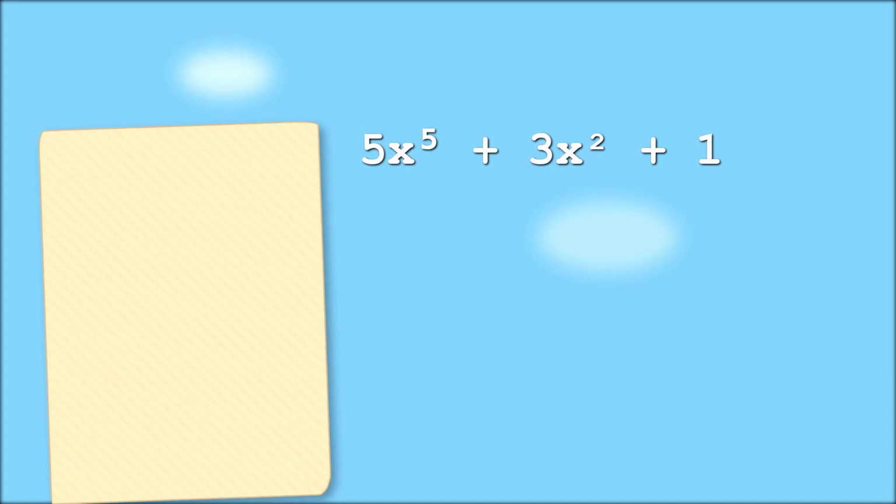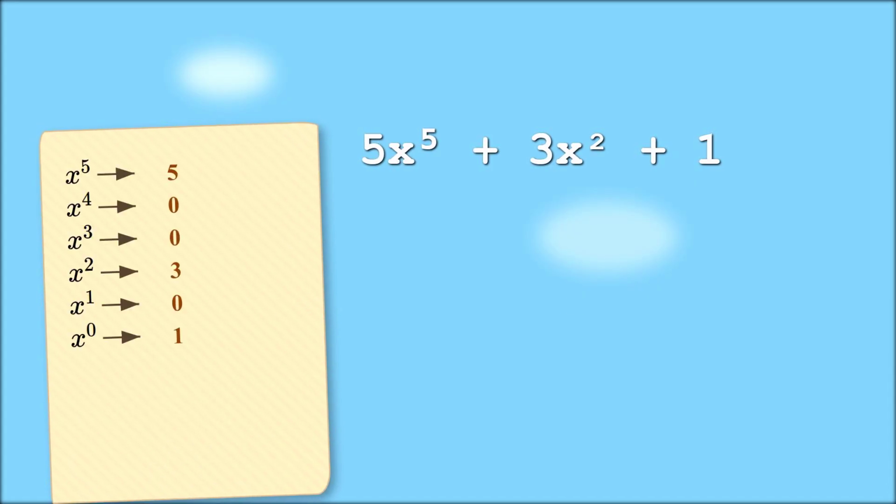Let me show you another example. Say we have 5x^5 + 3x^2 + 1. This is a polynomial that has every power of x, it's just that most of the coefficients are 0. So if we were to do this directly, say we are evaluating at 3, we would compute the powers of 3, multiply each with its corresponding coefficient, and then add to get the final answer.